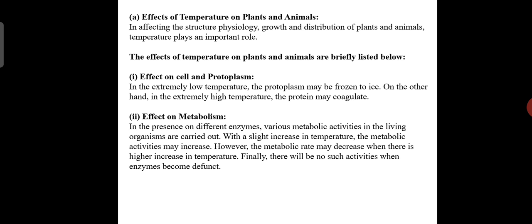So, the effect of temperature on plants and animals. We discuss plants here. In affecting the structure, physiology, growth and distribution of plants and animals, temperature plays an important role. The first one is the effect on the cell and protoplasm. In extremely low temperature, the protoplasm may be frozen to ice. On the other hand, in extremely high temperature, the protein may coagulate.